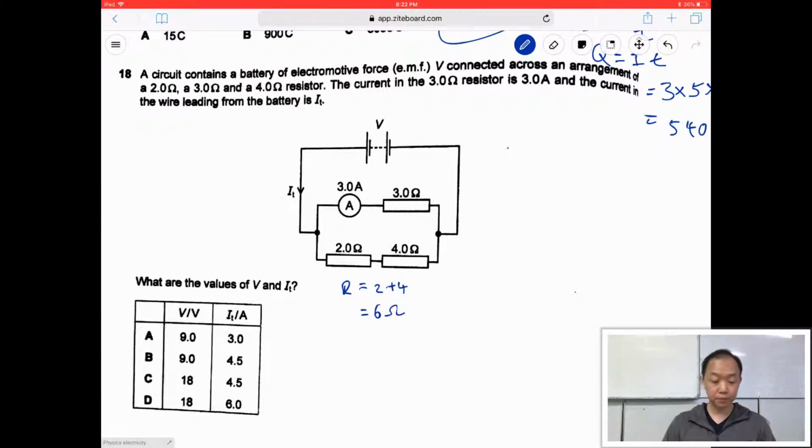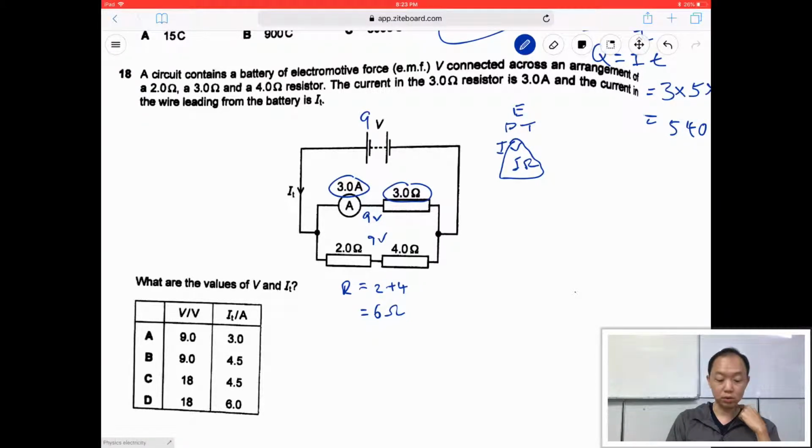Now, what other information did they give us? The 3 is 3 ampere. So I can calculate the voltage. Why? E, P, T, I, V, I, R. This triangle. What does it say? Voltage equals to current times resistance. So I have current, I have resistance. So can I find voltage? Yes, so I just multiply. So 3 times 3 is equals to 9 volt. So here also 9 volts.